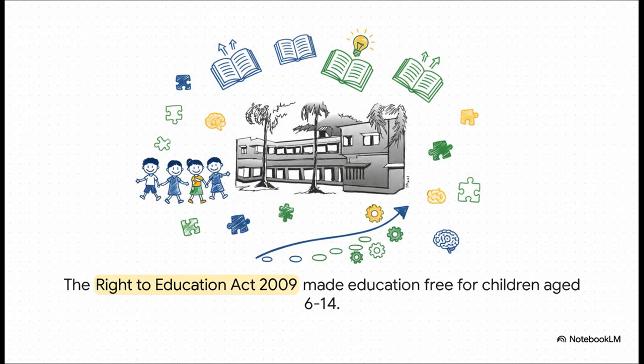The government, though, is definitely taking some very big steps. One of the most important was the Right to Education Act of 2009. This law made it a fundamental right for every single child in India between the ages of 6 and 14 to get free education. This is a huge, game-changing step.